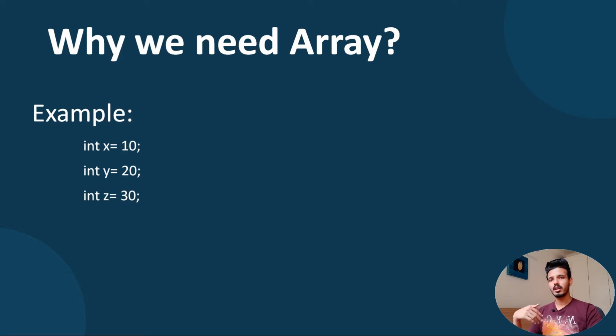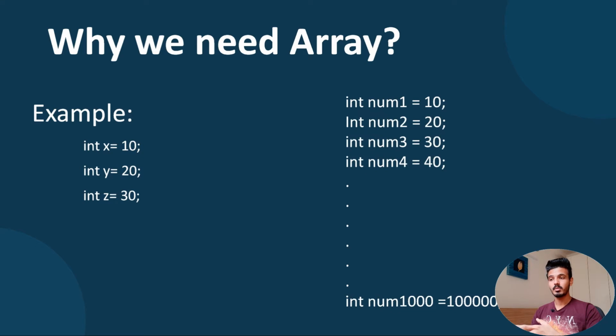But if I say that you have to store 1000 values, then if you go with the same approach, you will end up declaring 1000 variables and storing values 1000 times. So this approach is really tedious, not practical, and not optimal. The code readability will be very low. So how can we go into a better approach? There we have an array.